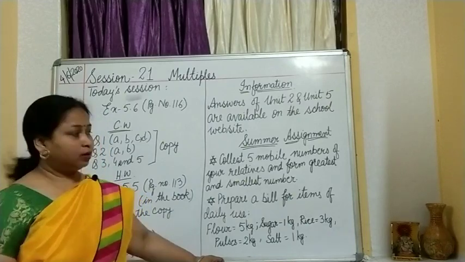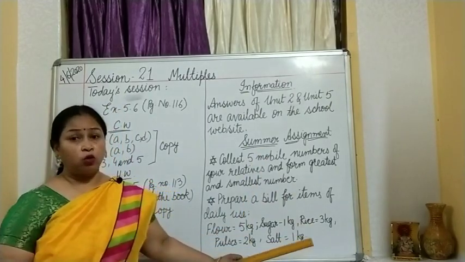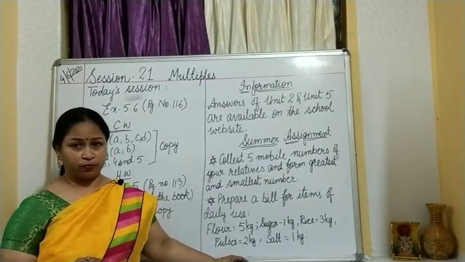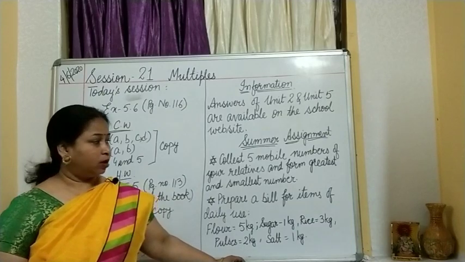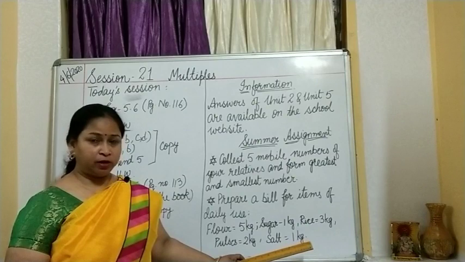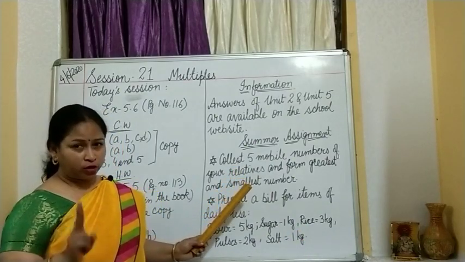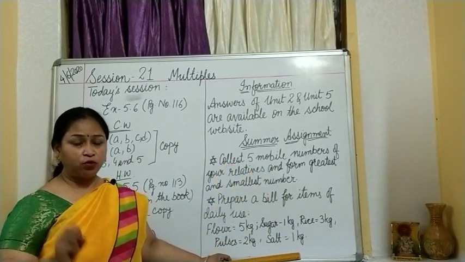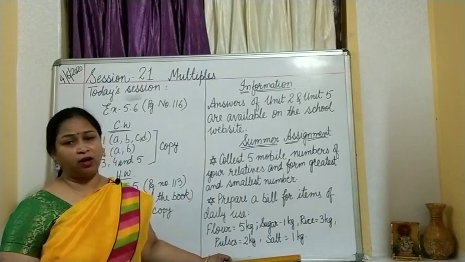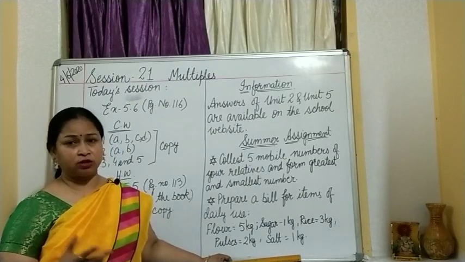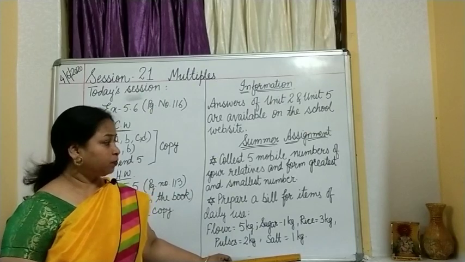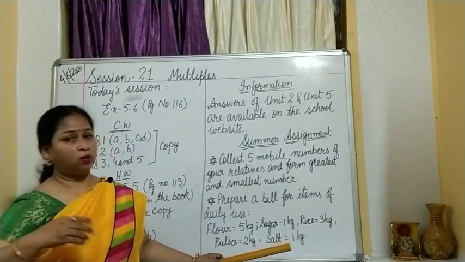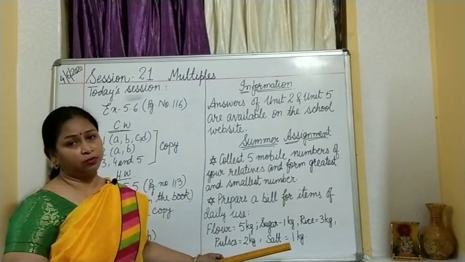Then there is a small piece of information regarding your summer assignment. Although we are still waiting for two more periods that I will take tomorrow, Friday, on the money chapter, I thought I would explain the summer assignment today. There are only two very easy tasks. Collect 5 mobile numbers of your friends or relatives, your brother, sister, mother, father, grandfather, grandmother. Then arrange them in greatest to smallest order, which you have already covered in unit 1.